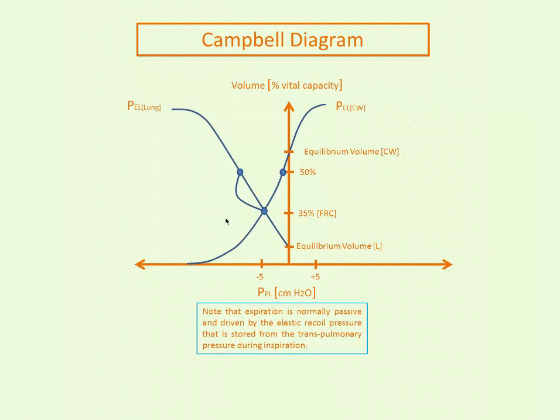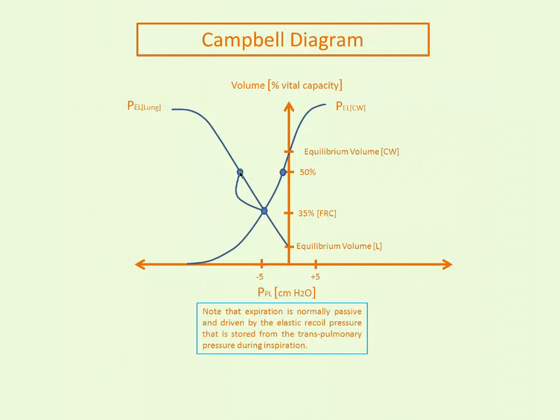As I mentioned previously, expiration is normally passive and driven by the elastic recoil pressure that is stored from the transpulmonary pressure during an inspiration. So in the next portion of this chapter, we're going to talk about work of breathing, and what I'll talk about is that the triangle, this envelope defined by the static chest wall and pulmonary elastance curve, this triangle from here to here to here, defines the work of breathing to affect volume change.